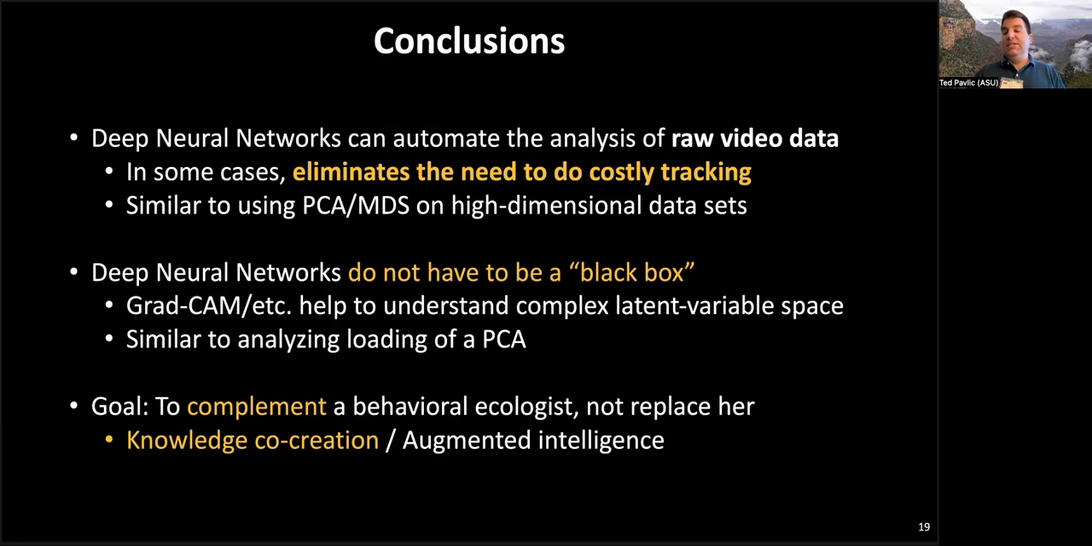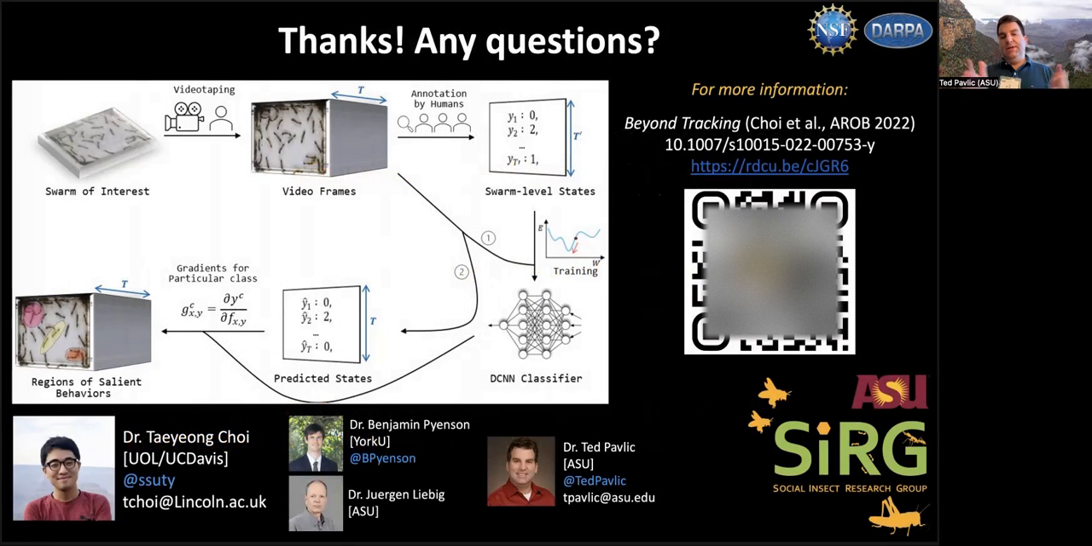So our goal is not to totally eliminate the behavioral ecologist. Our goal is to complement the behavioral ecologist, to create a knowledge co-creation between the human and the AI to generate knowledge about social systems like social insects. And that's all I'll talk to you about today.